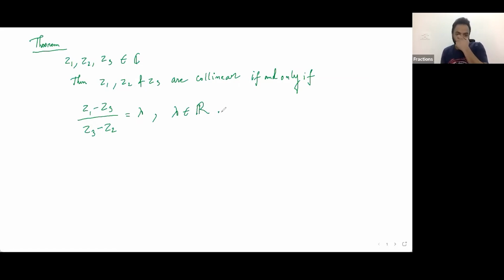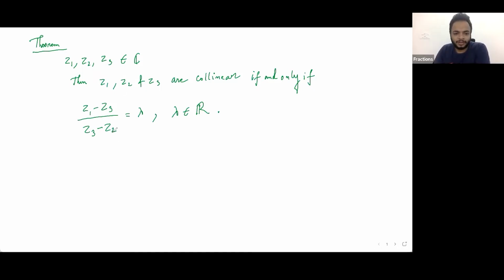Now, in our problem, we are given that Z1, Z2, and Z3 are collinear. So why will this ratio be real? So try to think about that. You can look at Z1 minus Z3 as the line segment from Z3 to Z1. And also Z3 minus Z2, you can look at it as the line segment from Z2 to Z3. So then the question is, what can we say about the argument?